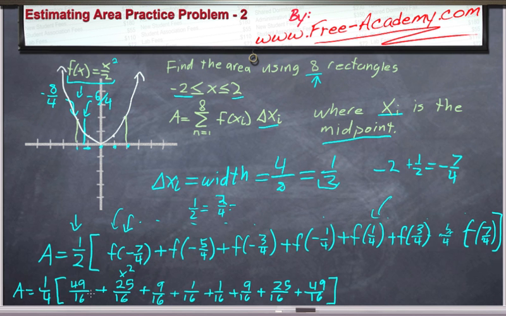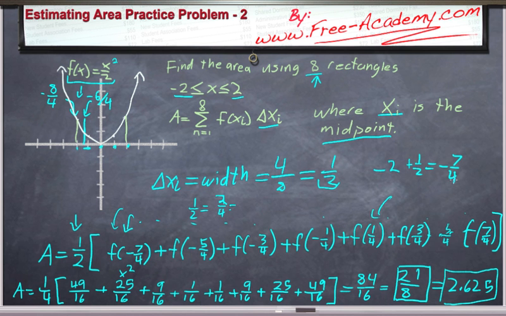So now we can add those all together and then multiply the 1/4 through. And what we're going to get is 84 over 16, which we can then simplify to be 21 over 8. And if you want that in a decimal, that's exactly equal to 2.625. The area underneath this graph is equal to 2.625 between -2 and +2.